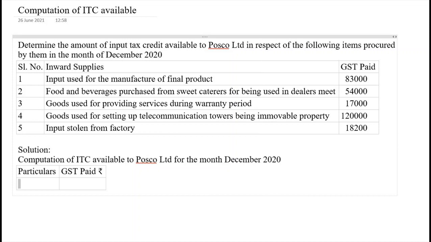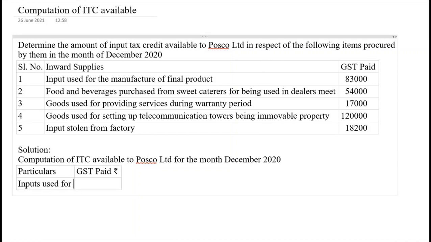Then food and beverages purchased from the sweet caterers for being used in the dealers' meet: the ITC is not available here as they are not put to use in the manufacturing. Then goods used for providing services during warranty period, so ITC is available. Goods used for setting up of telecommunication towers being immovable property, so ITC is not available. Inputs stolen from the factory, on which ITC is not available.